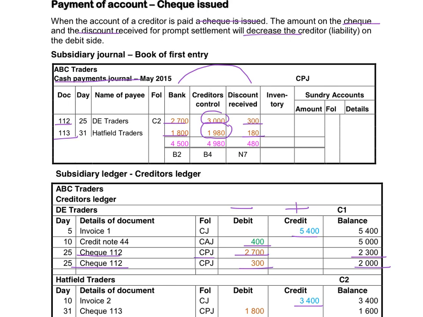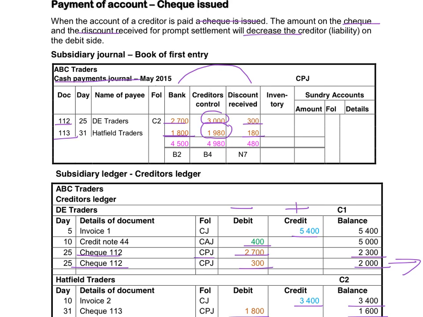For Hatfield Traders, we also issued a check for 1,800, so we will decrease our debt on the debit side. 3,400 minus the 1,800 gives me 1,600. And then we will also record the 180 Rand discount that we received on this check number 113. And if I work out the balance, 1,600 minus 180, it gives me a balance of 1,420.